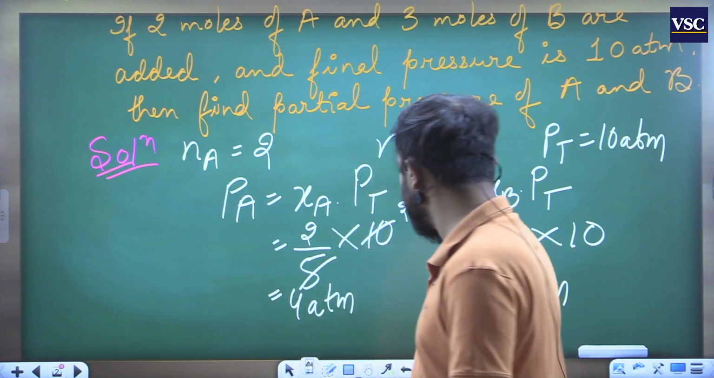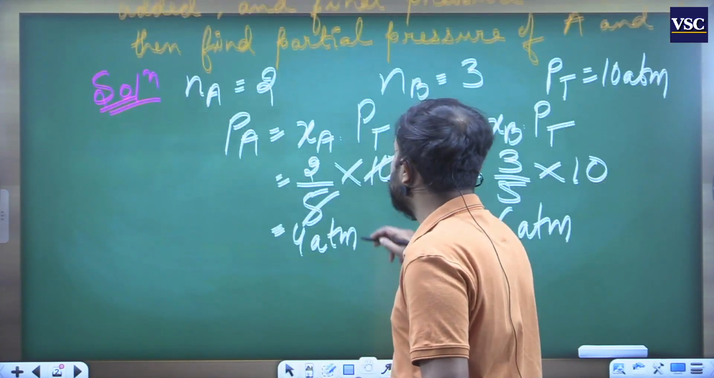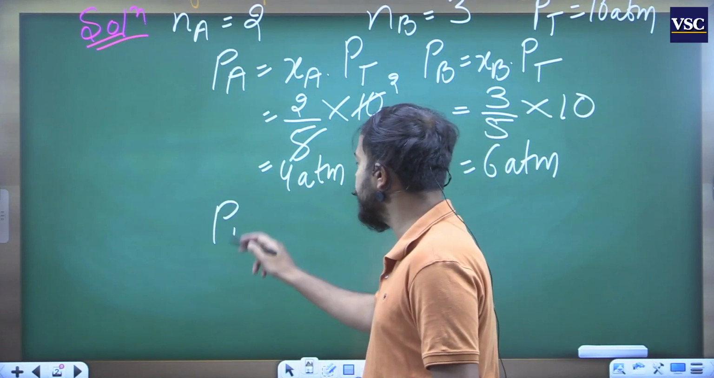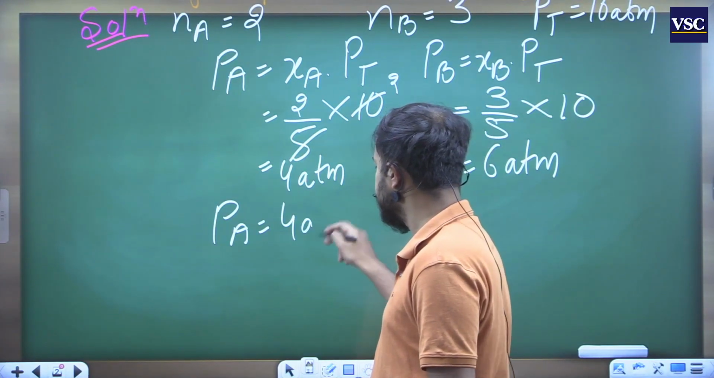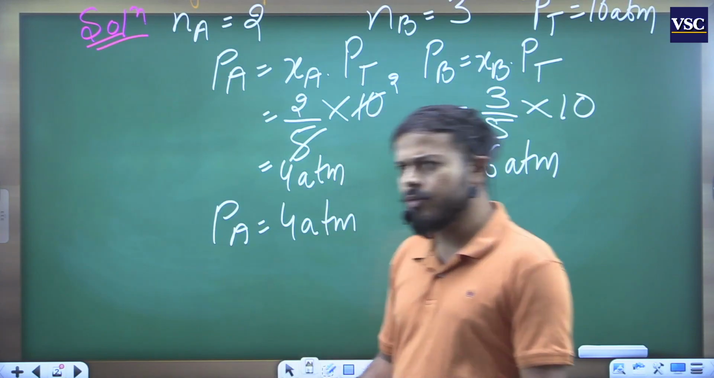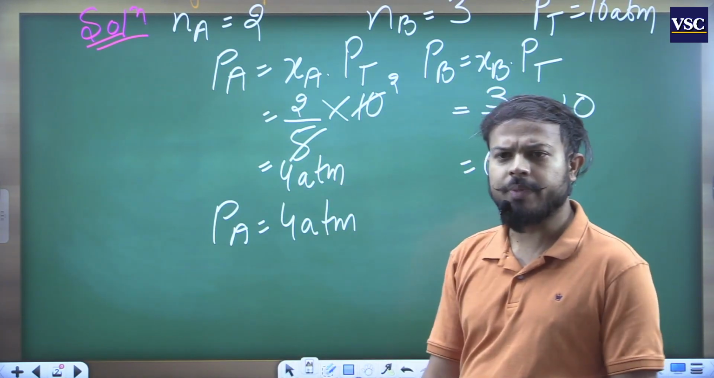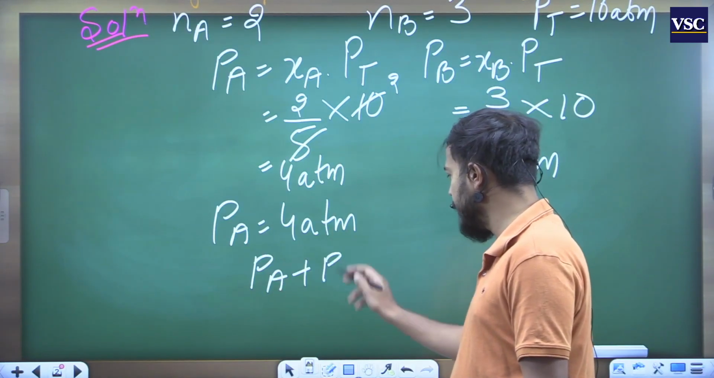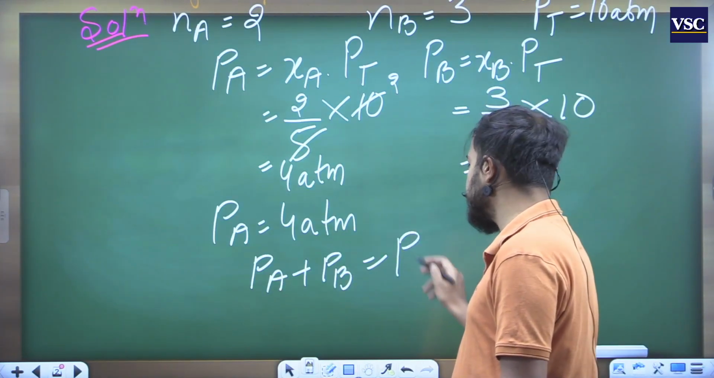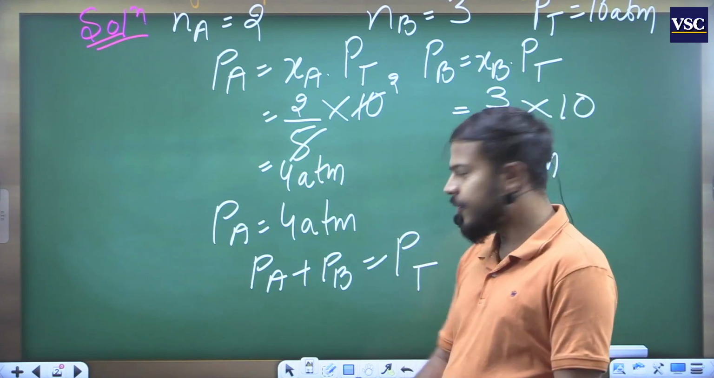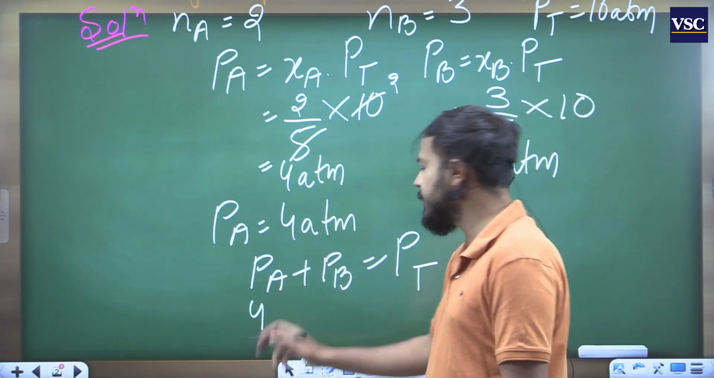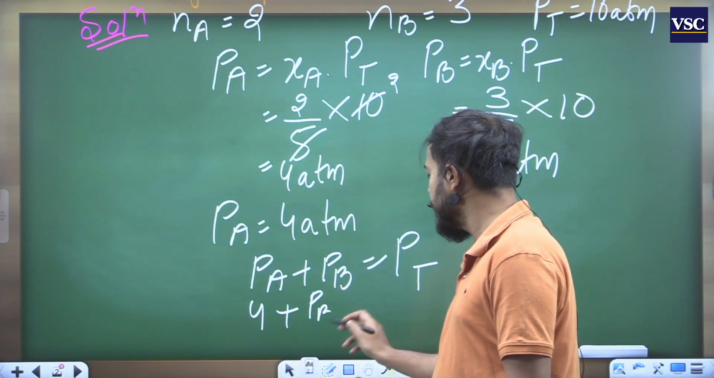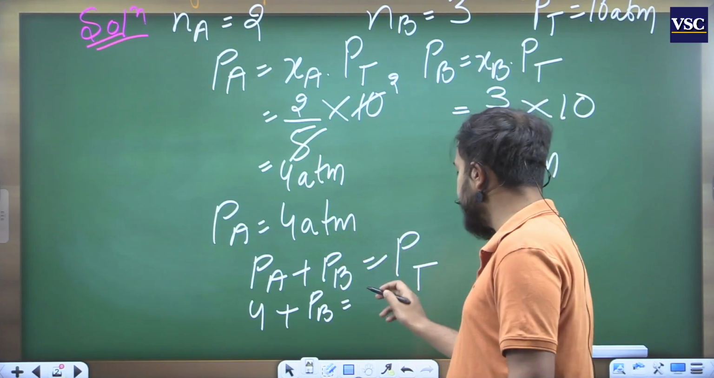This can be done the other way also. If you have found the partial pressure of A, it is 4 atm. Then you don't have to apply this formula to find the partial pressure of B. You know that partial pressure of A plus partial pressure of B must be equal to total pressure. This is the law. If you have the partial pressure of A, that is 4, and you want to find the partial pressure of B, let it be PB. And what is the total pressure we have? 10 atm.